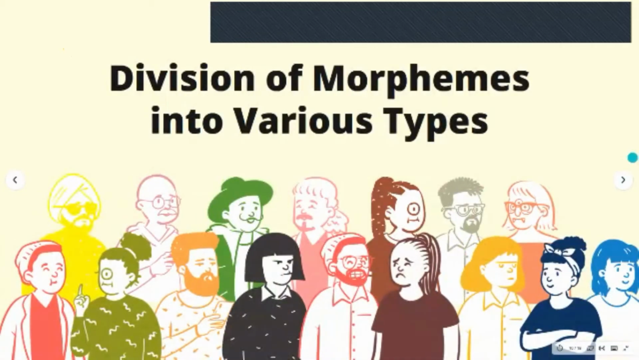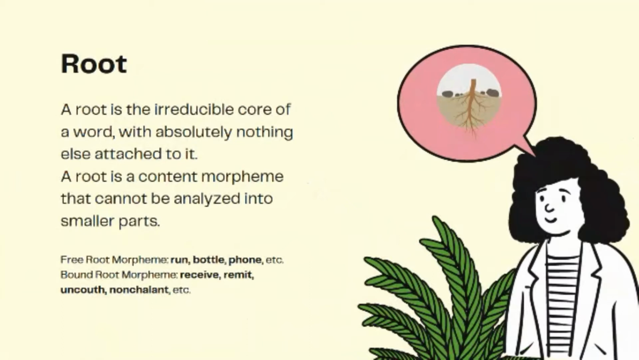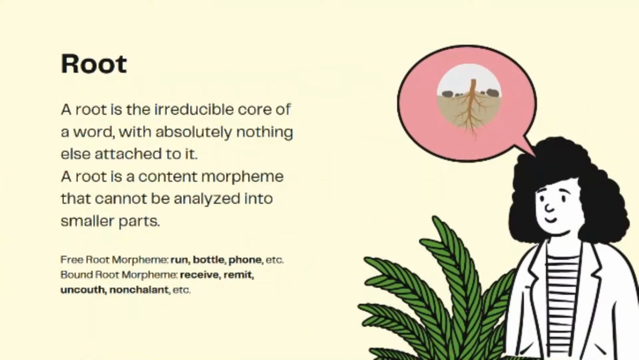Division of morphemes into various types. First, there is root. A root is the irreducible core of a word, with absolutely nothing else attached to it. A root is a content morpheme that cannot be analyzed into smaller parts. Free root morpheme: run, bottle, phone, etc. Bound root morpheme: receive, remit, unquote, nonchalant. A root is a content morpheme that cannot be analyzed into smaller parts. Some examples are paint in painter, write in rewrite, and ling in linguistics.